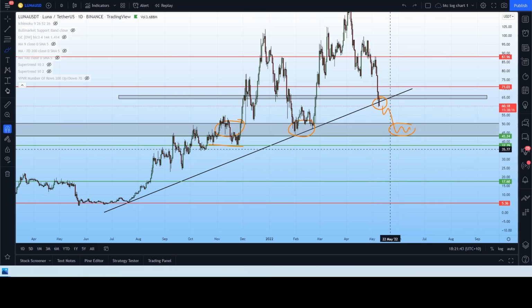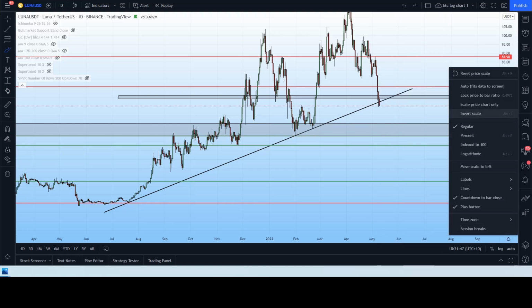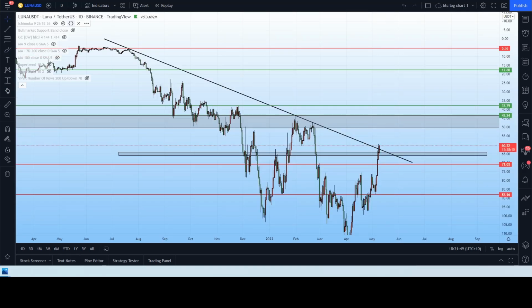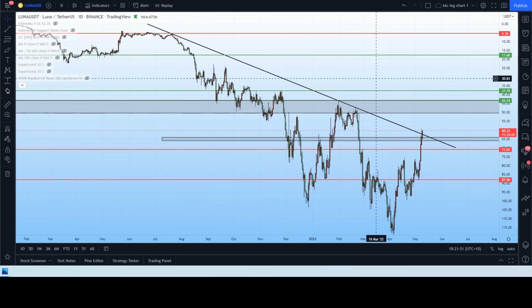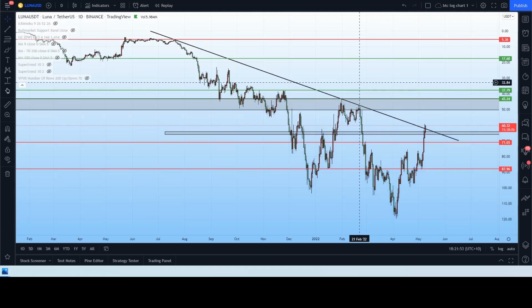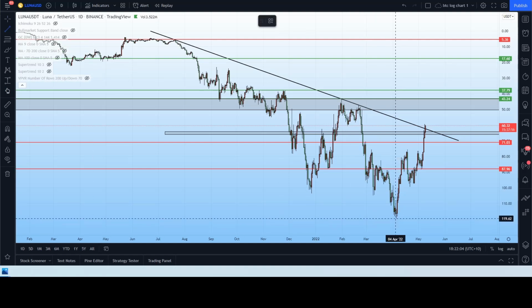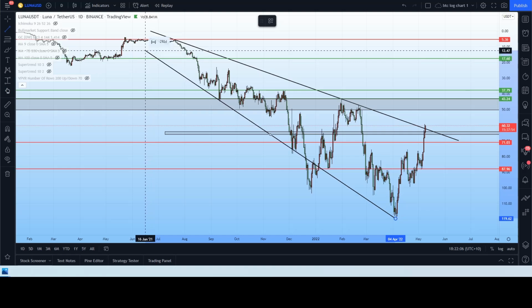I'm going to go ahead and remove some of these drawings. I'm going to show you a measured move analysis on the inverted chart. So this is a measured move analysis. Now, measured moves are not price predictions. This is not a price prediction. This is simply showing you the lowest price Luna can reach based off the market structure. So the market structure is that we are in a descending broadening wedge.